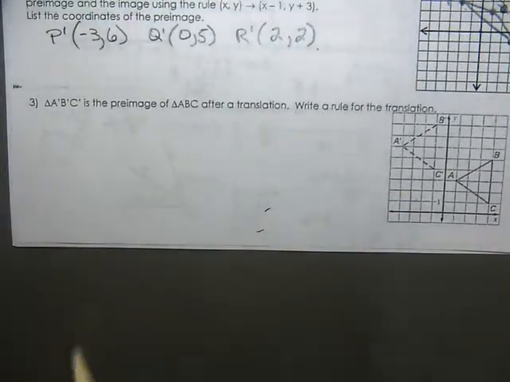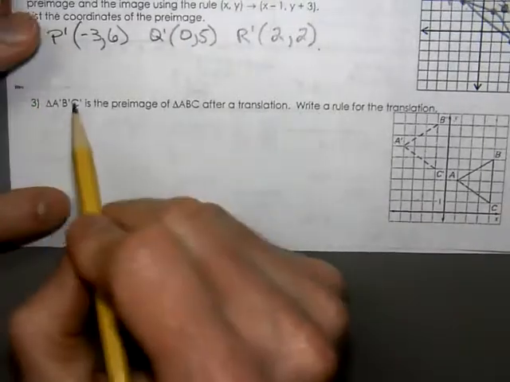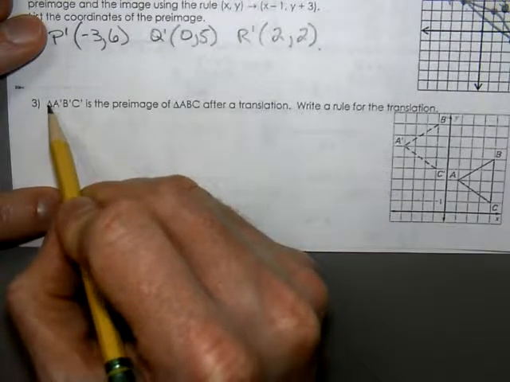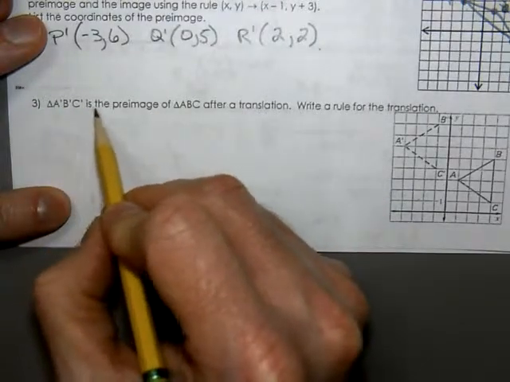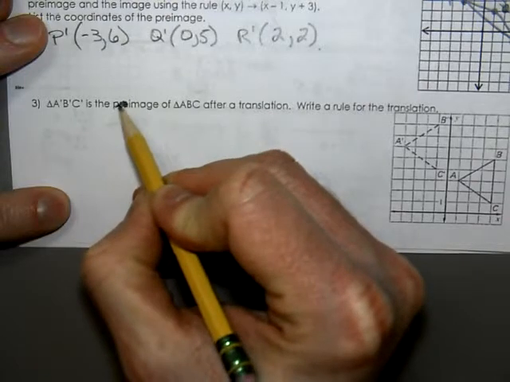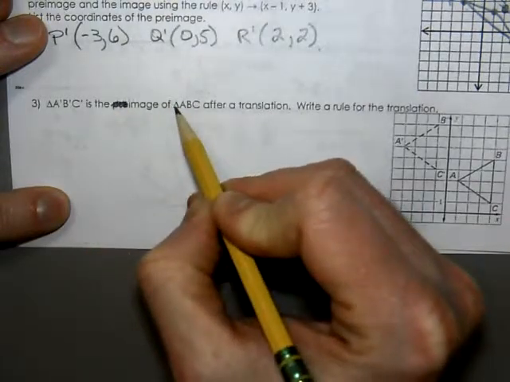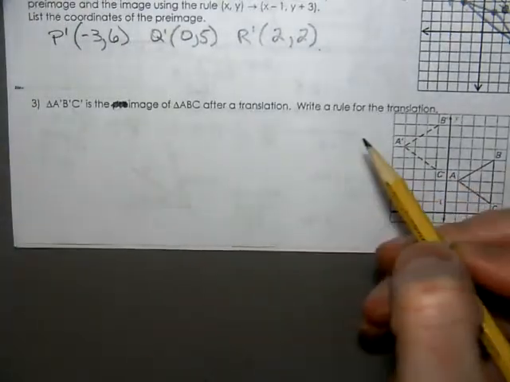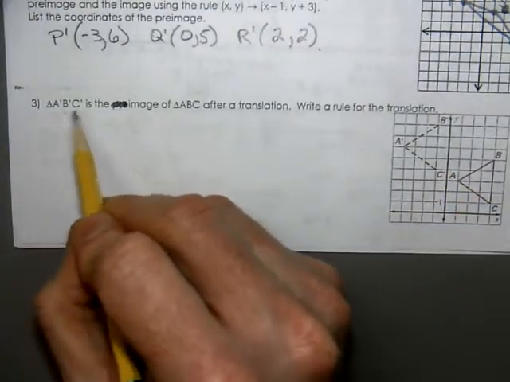Write the rule. Even though this says preimage, reading the sentence, it would make sense if it said triangle A prime, B prime, C prime is the image of triangle ABC after a translation. What is the translation that made this A prime, B prime, C prime?